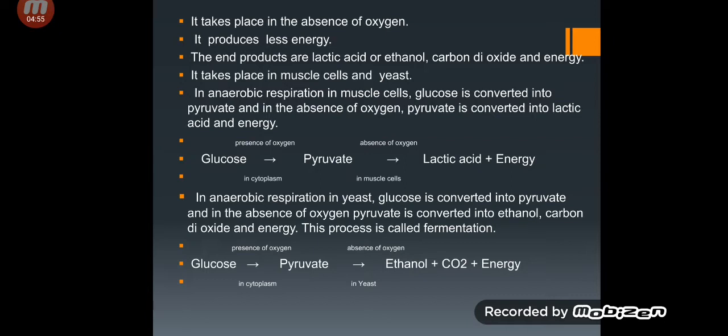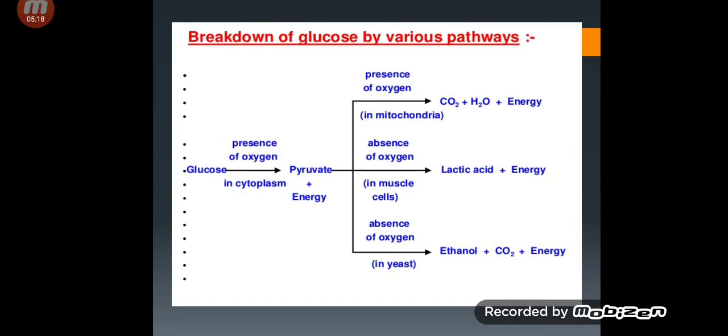You can see in the chemical reaction that glucose in cytoplasm gets converted into pyruvate, and this pyruvate in the absence of oxygen in yeast converts into ethanol plus carbon dioxide plus energy. So students, these are the types of respiration. Now here is the flow chart. This flowchart shows the breakdown of glucose by various pathways.